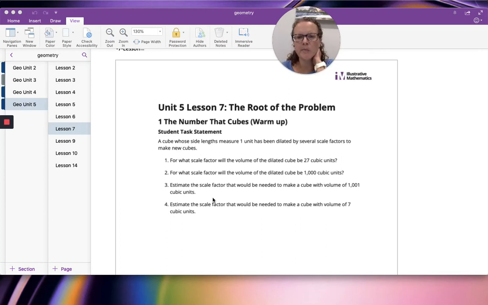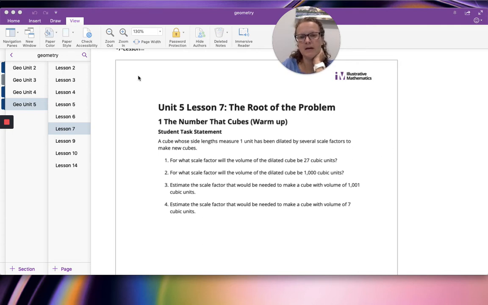Right, the root of the problem, the number that cubes. A cube whose side lengths measure 1 unit has been dilated by several scale factors to make new cubes. For what scale factor will the volume of the dilated cube be 27 cubic units?